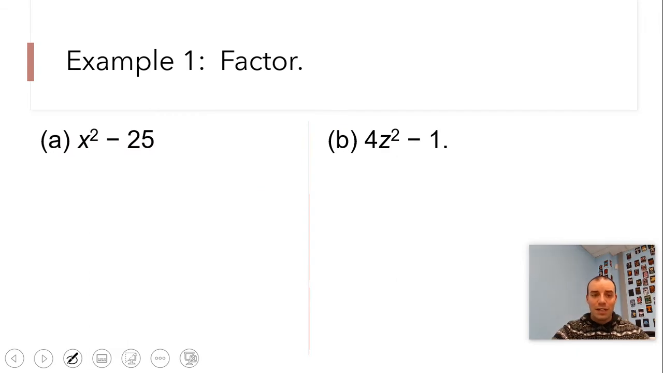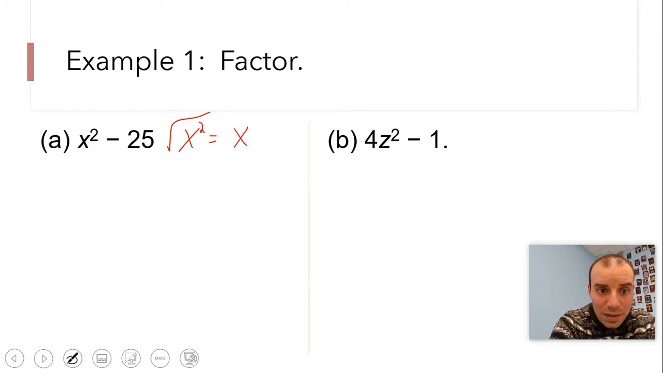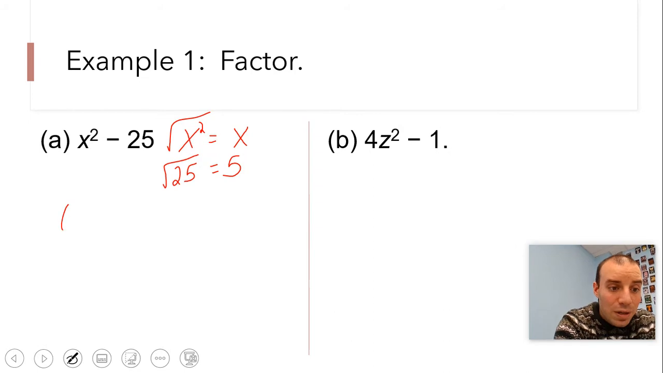So let's take a look at the first example here, where we have x squared minus 25. This is the difference of squares. My first term here is x squared. If I take the square root of x squared, I'm going to get x. My c term is 25. If I take the square root of 25, I'm going to get 5. Now, this pattern only works when both your a and your c terms are perfect squares. So this is going to factor to x minus 5 times x plus 5.